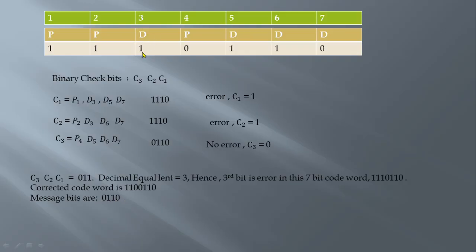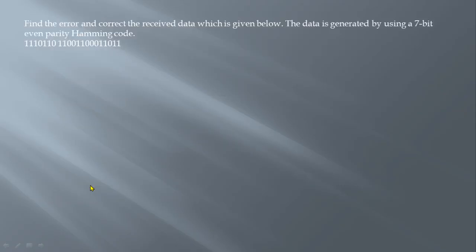That is the third bit. The message bits are 0110. That is the correction in the first group of the bits.